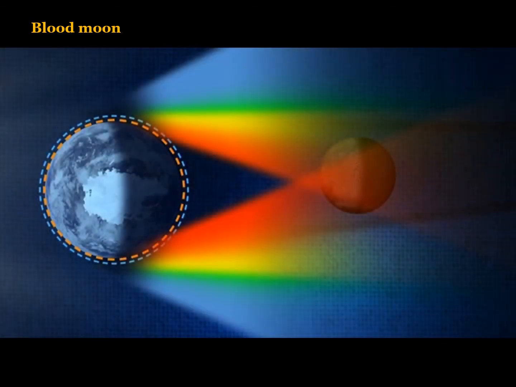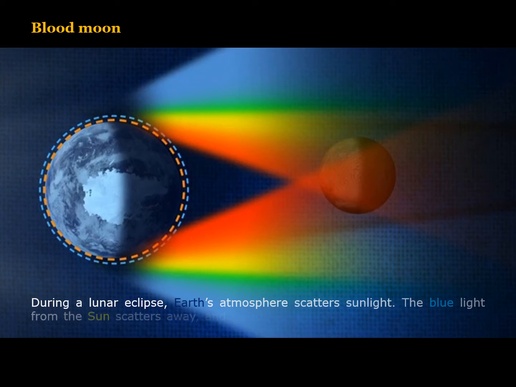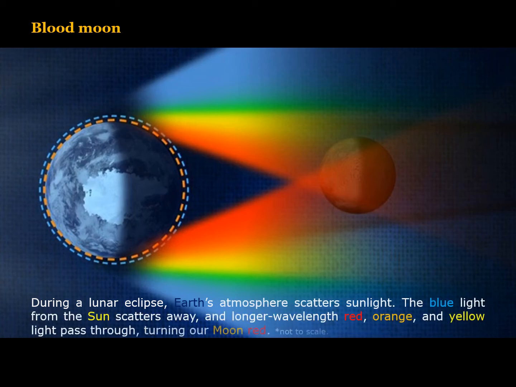Blood moon. During a lunar eclipse, Earth's atmosphere scatters sunlight. The blue light from the Sun scatters away, and longer wavelength red, orange, and yellow light pass through, turning our Moon red. The Danjon scale.